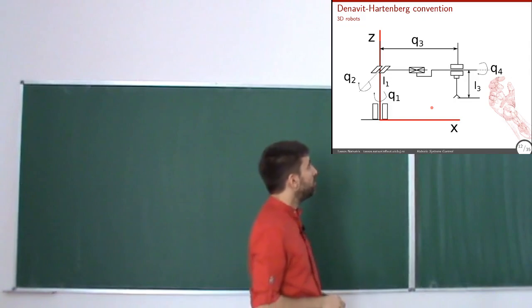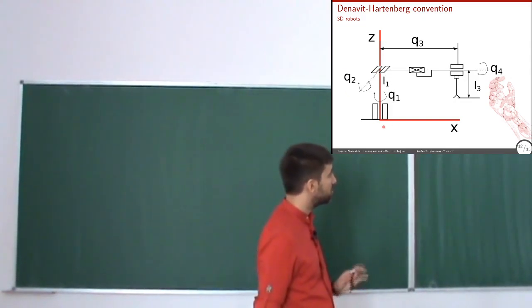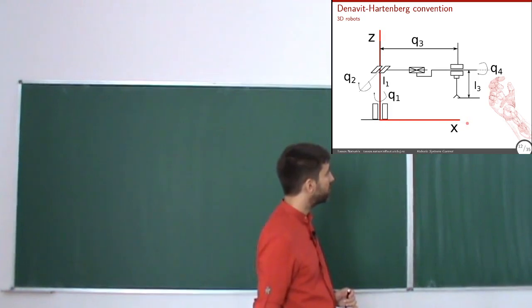Okay, so what do we have here? It's a representation of a robot. We have, first of all, a fixed frame, okay, X and Z.